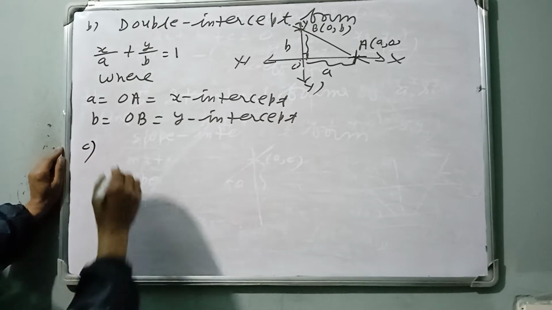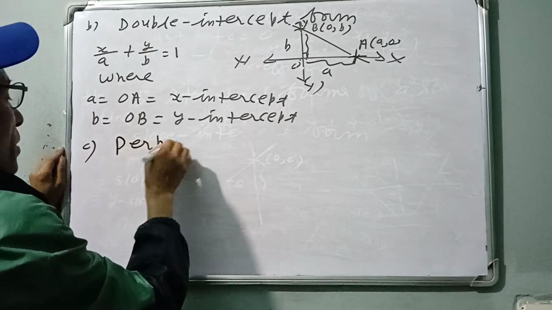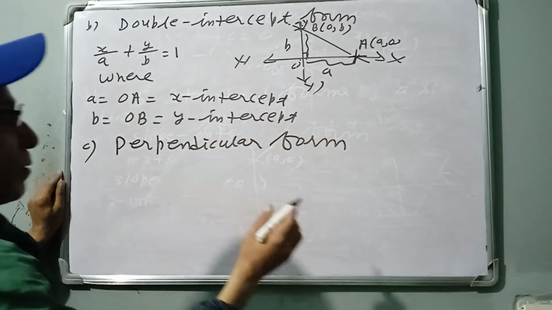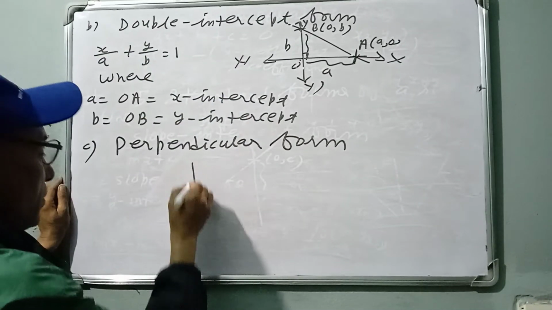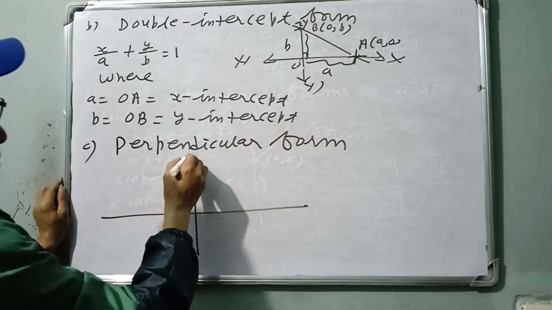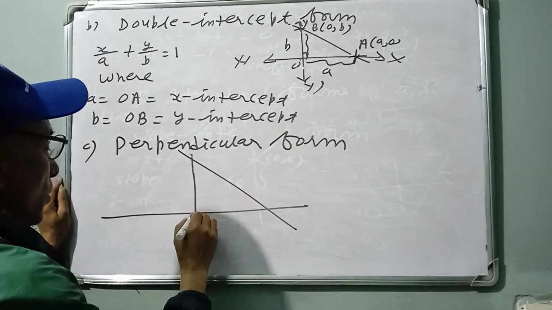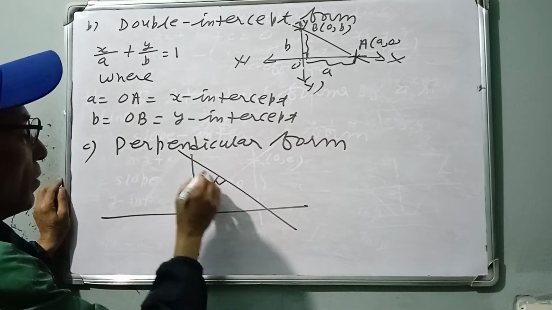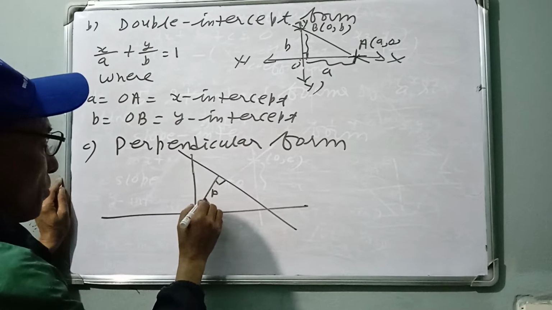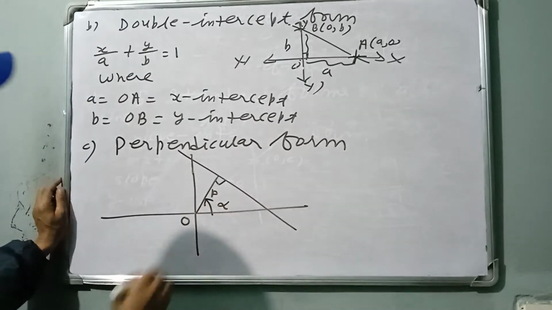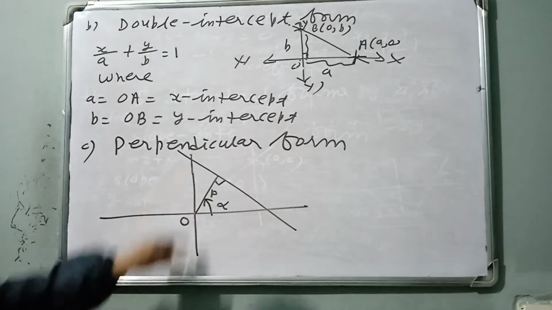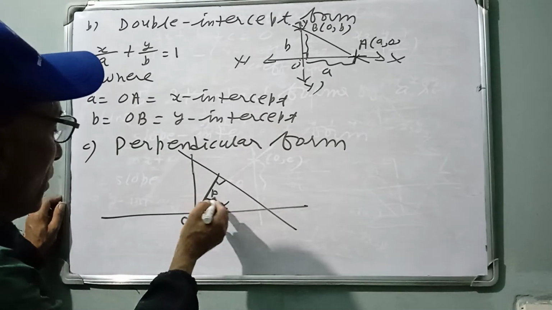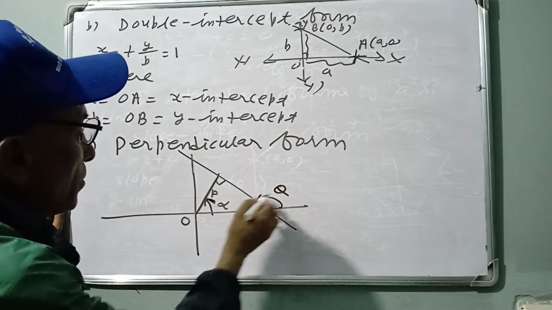Another is perpendicular form. See, let me draw the diagram. X-axis, straight line, perpendicular drawn from the origin on the line, small p, and the perpendicular makes an angle of alpha with the positive x-axis. This is theta. Remember, this is theta.